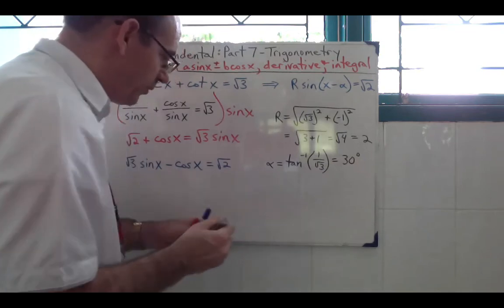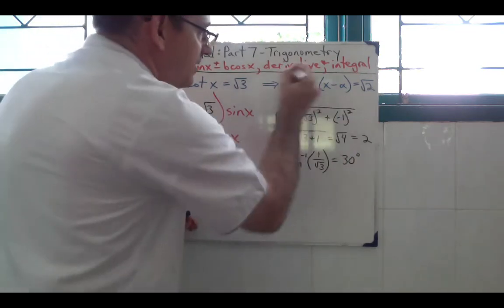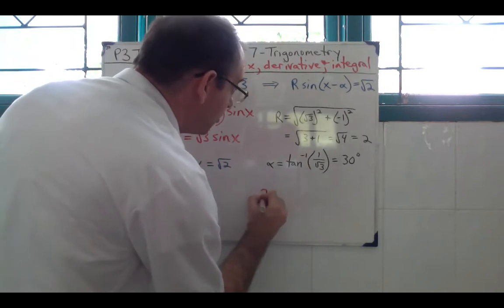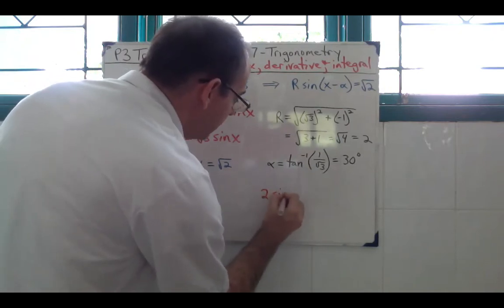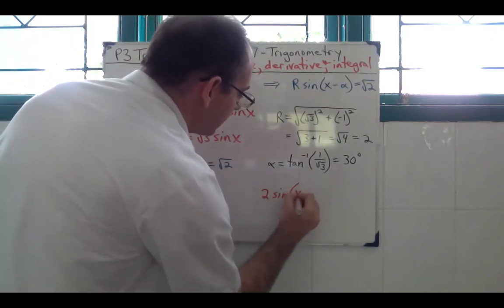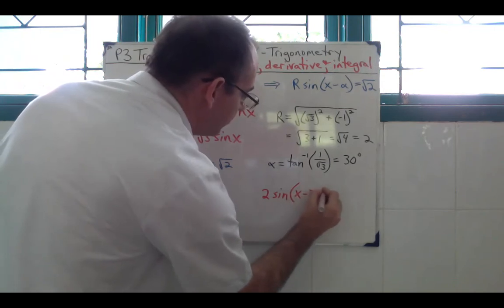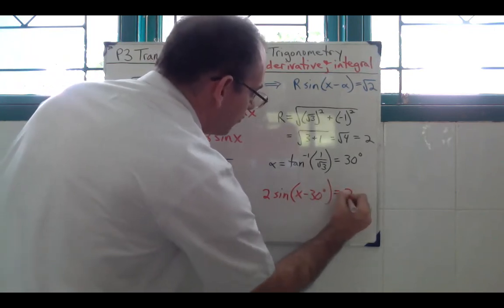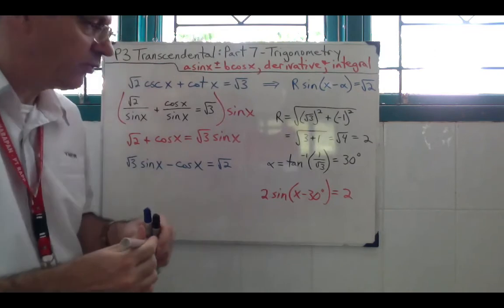And so we end up with a final condensed form here of 2 sine of x minus 30 degrees equals 2. Now it does show up as an equation.